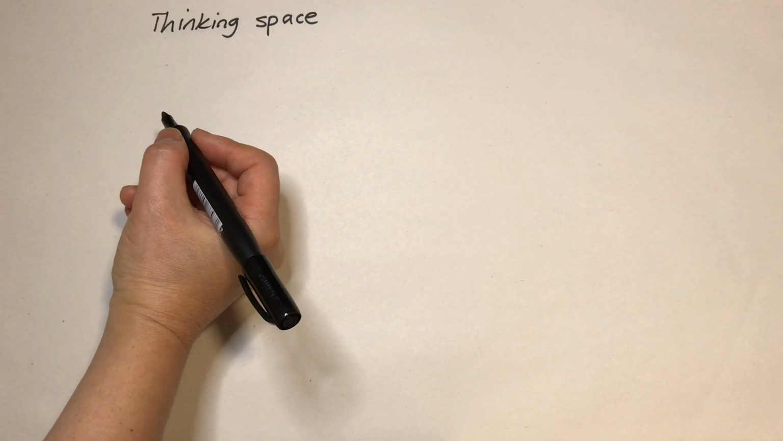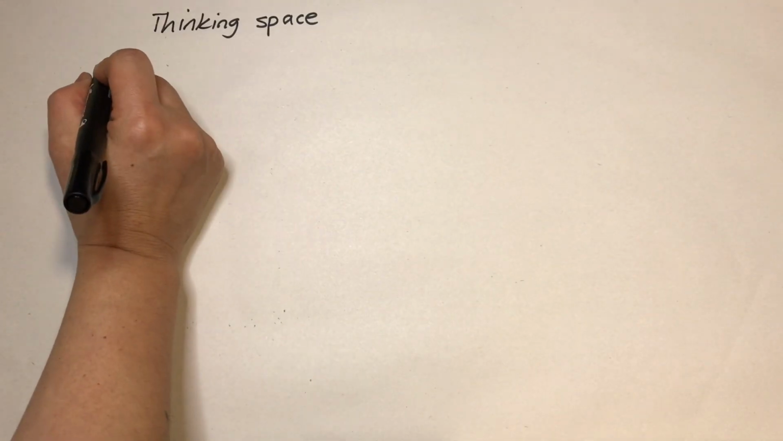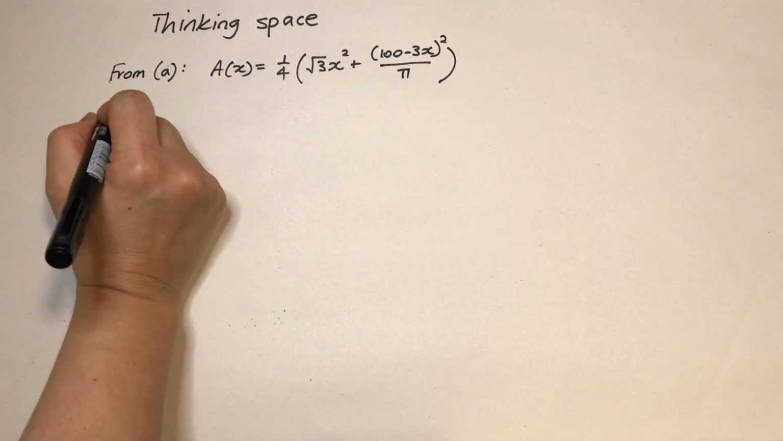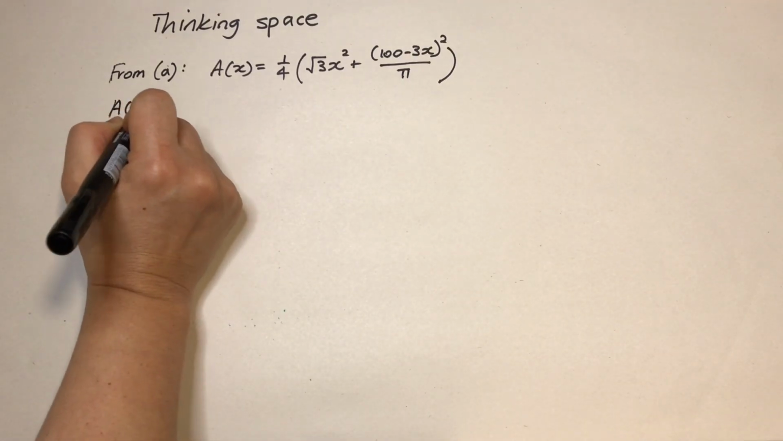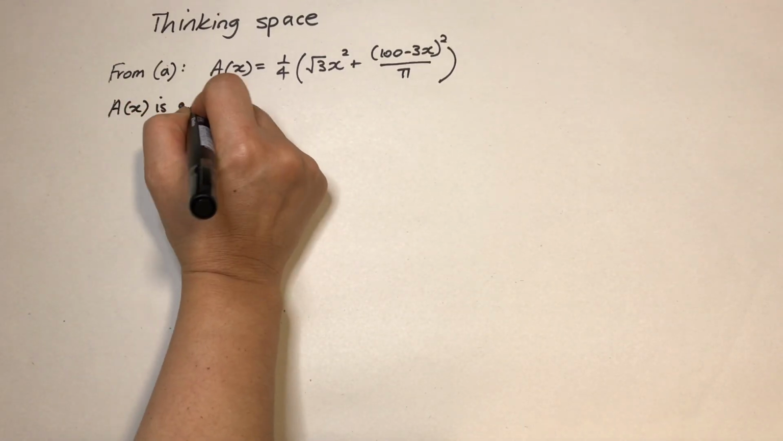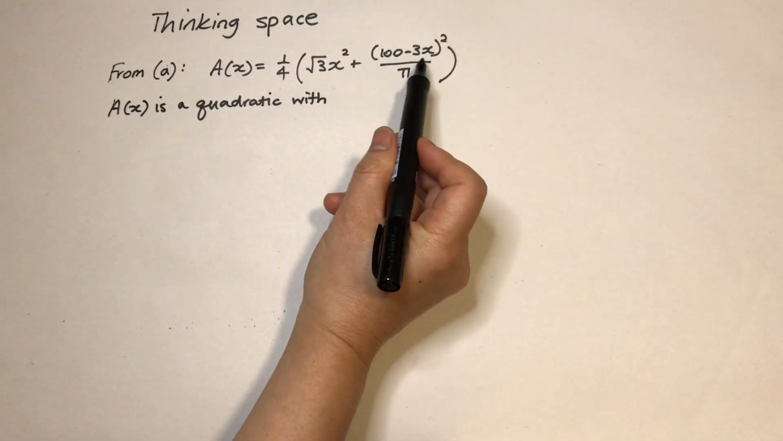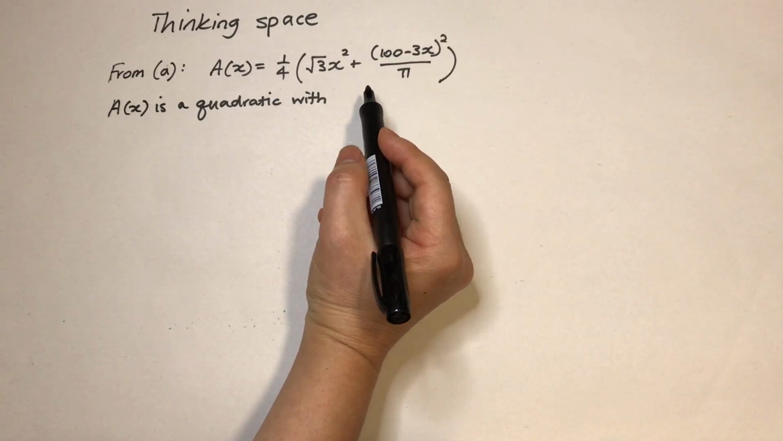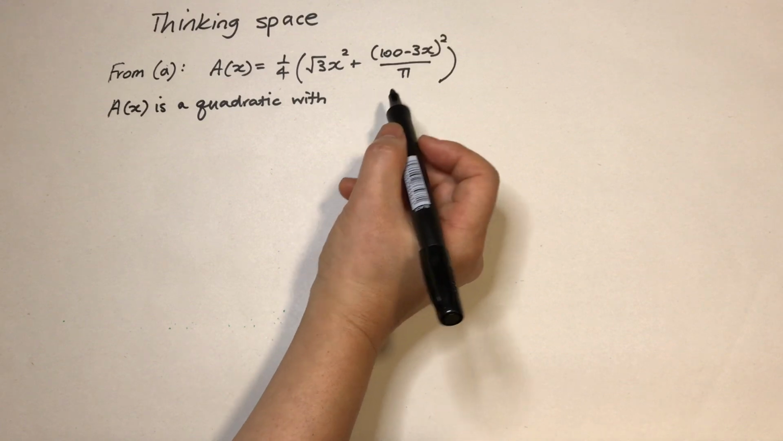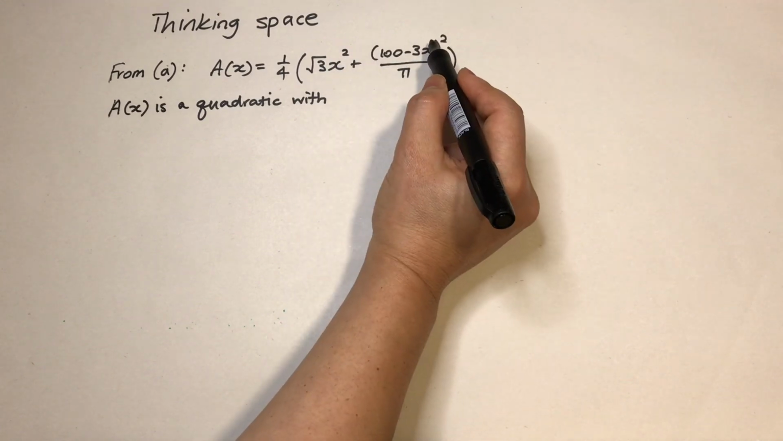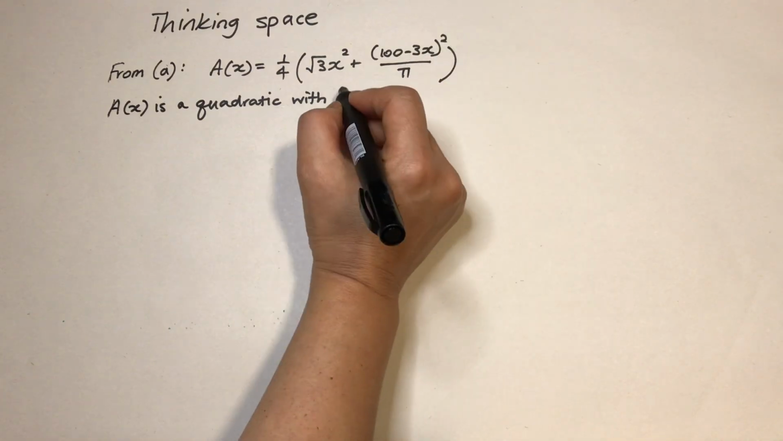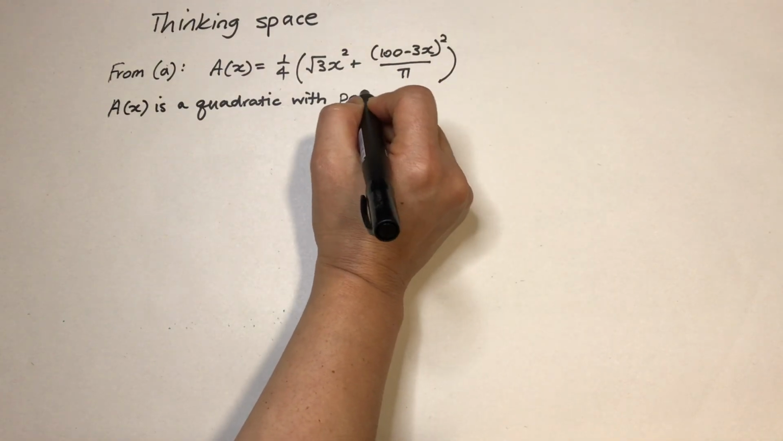Back to my thinking space, I'm going to bring my quadratic function from part A. So I'm just going to write this down. A of x is a quadratic with, if you look at these, you know that this quadratic function has a positive coefficient of x squared, because that's a positive. When you expand this one, it's going to be 9x squared, but positive. So it's going to be positive.